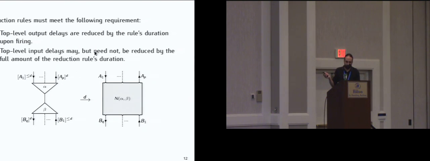And for these types, you need to change a little bit the rules of the game. Now the interface should not be preserved, but you should have some delay consumption. So if you attribute duration D to your reduction rule, you must make sure that all outputs have delays, and that these delays are consumed by firing the rule. For inputs, it's a bit more flexible. You should just make sure that you can reduce the delay by any amount between 0 and the rule's duration.